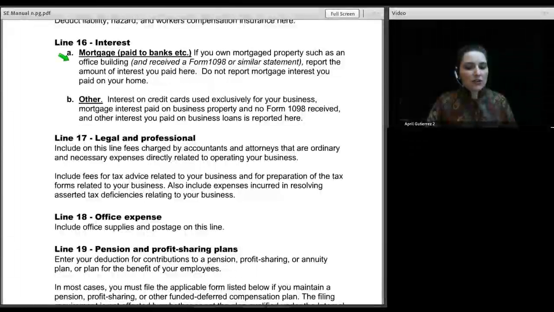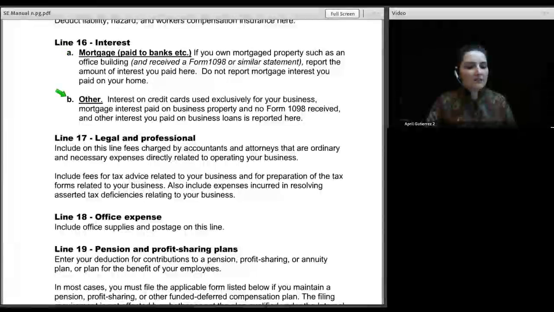If you owned mortgaged property such as an office building and you receive a Form 1098 or similar statement, report the amount of interest you paid on that loan on this line. That's line 16A. But do not ever report mortgage interest you paid on your home on this line.